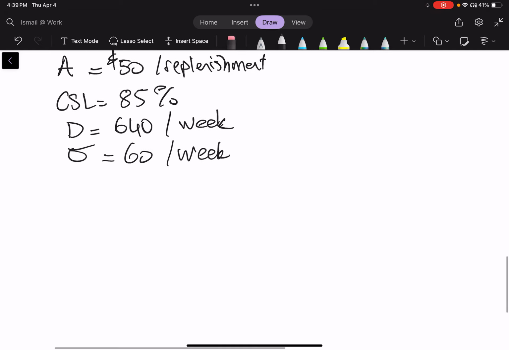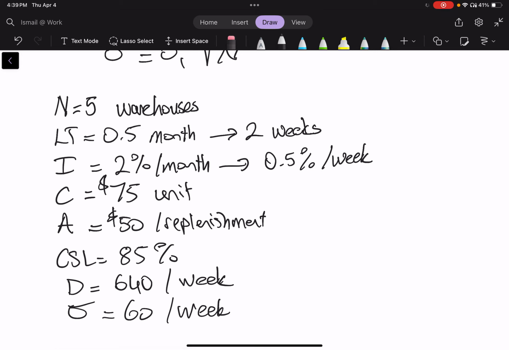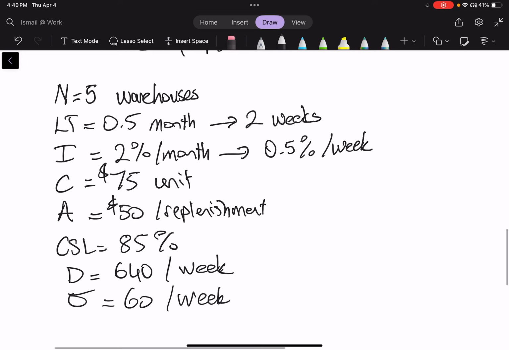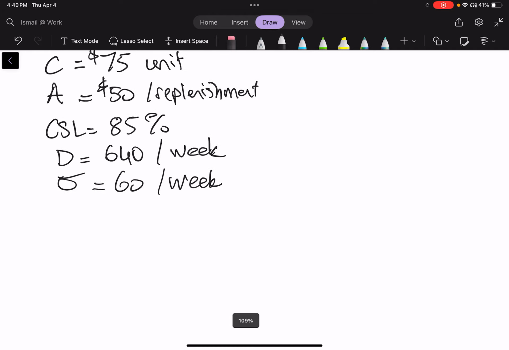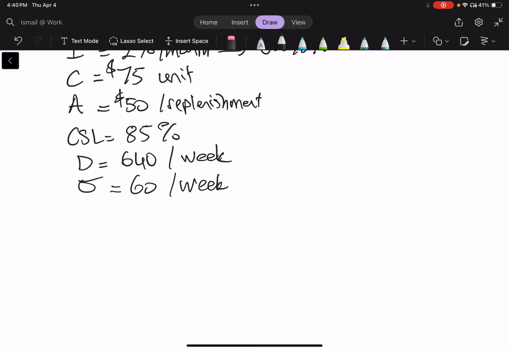Right. So as I said, there are 5 warehouses, and we are assuming that all these warehouses are identical and independent. That means if I do the math for one of them, it's going to be the exact same math for the other 4, right? With that, let's start with the analysis and say before consolidation, right? What does that mean? I have 5 warehouses. Each one of them is facing 640 units of demand per week on average, and their standard deviation and all the other information is here, right? And I'm going to do it for one warehouse.